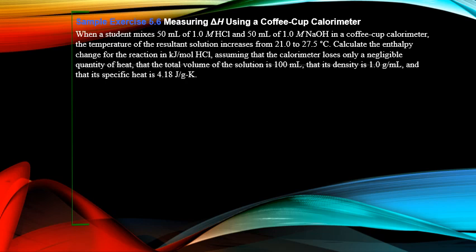We will now look at a calorimeter experiment where we are neutralizing an acid and a base. So in this, you have a student mixing 50 milliliters of 1 molar hydrochloric acid and 50 milliliters of 1 molar sodium hydroxide in a coffee cup calorimeter. The temperature of the resultant solution increases from 21 degrees to 27.5 degrees Celsius. Calculate the enthalpy change for the reaction in kilojoules per mole HCl, assuming that the calorimeter loses only a negligible quantity of heat, that the total volume of the solution is 100 milliliters, that its density is 1 gram per milliliter, and the specific heat is equal to 4.18 joules per gram Kelvin.